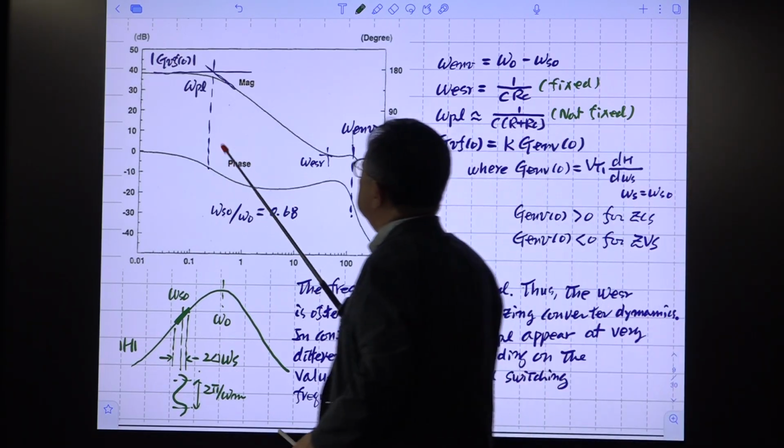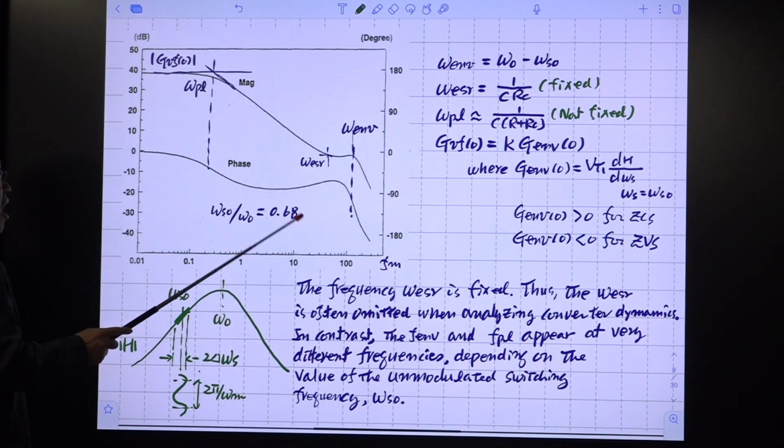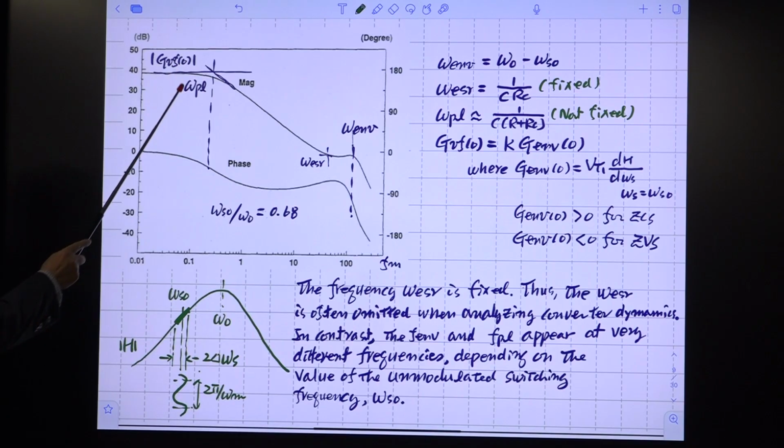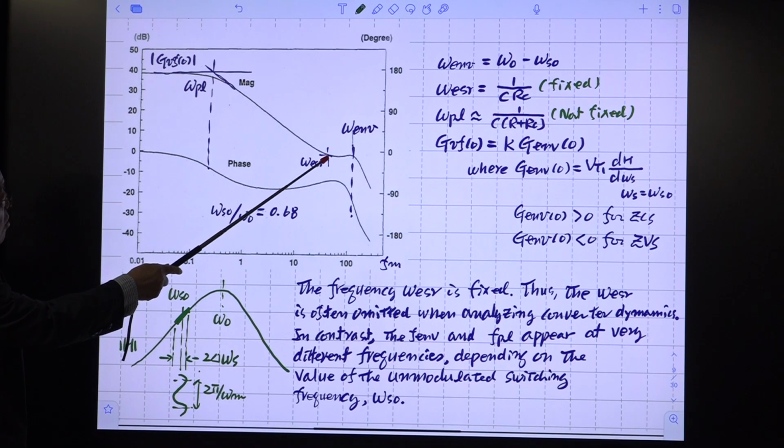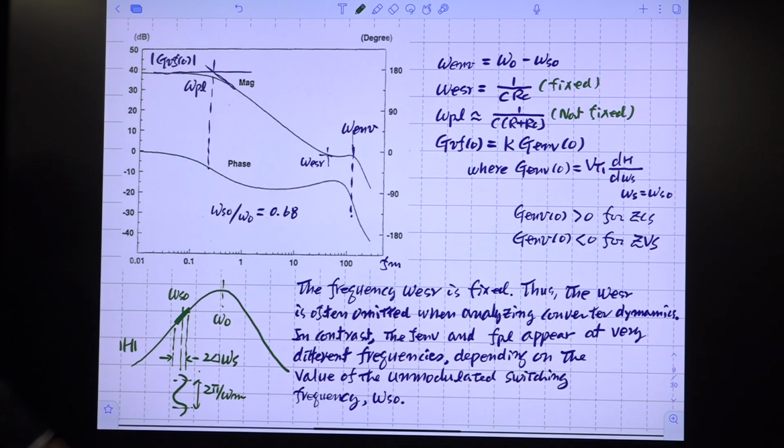This is the GVF versus frequency. Now we change the frequency from omega to f somehow, because I took several data from different references. Some guys use f, some guys use omega. This is the low frequency gain, and here omega PL is coming, and omega ESR is here, and this is omega EMB. So this is the phase curve and magnitude curve. They are in very good agreement with our previous analysis.